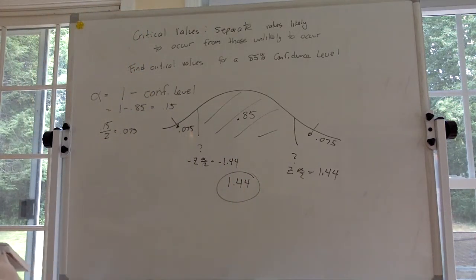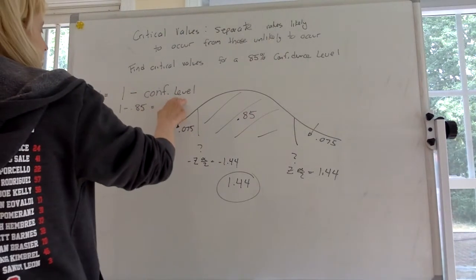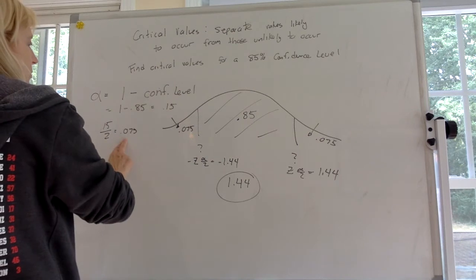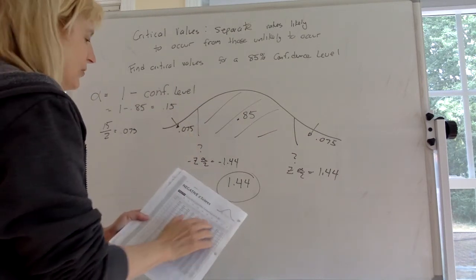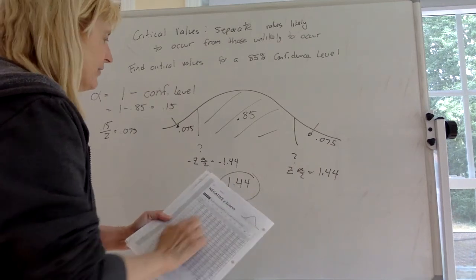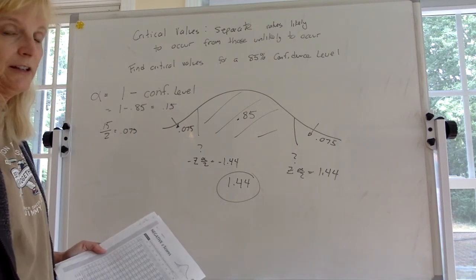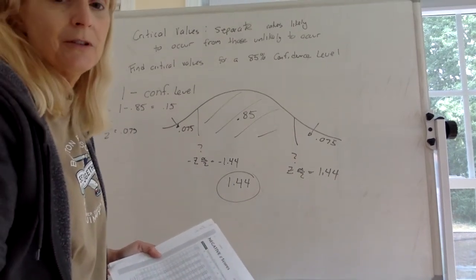Okay, so that's how you find critical values. You do 1 minus the confidence level and divide that by 2. That gives you the area to the left. Use your table, find the area to the left, and find the corresponding z. So I hope that helps, and good luck.